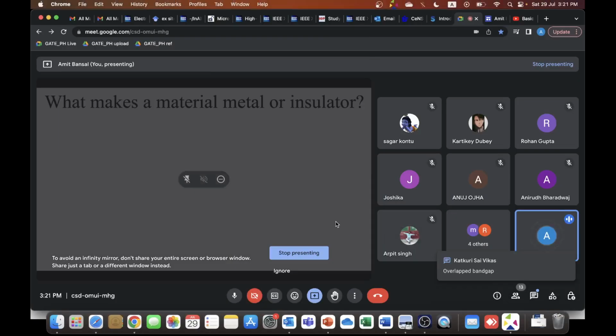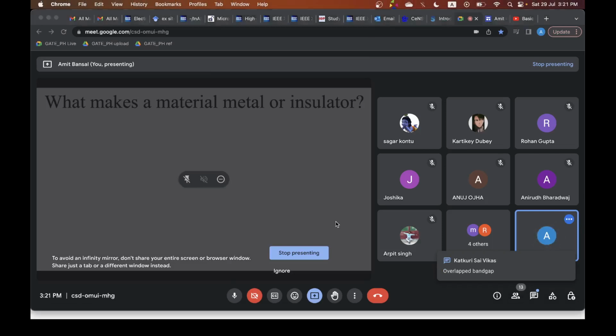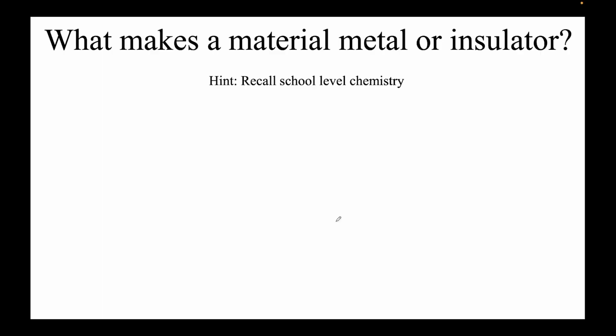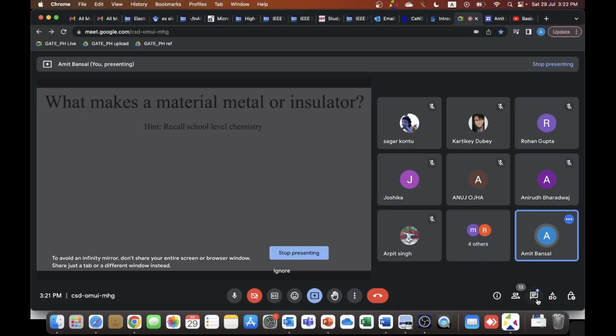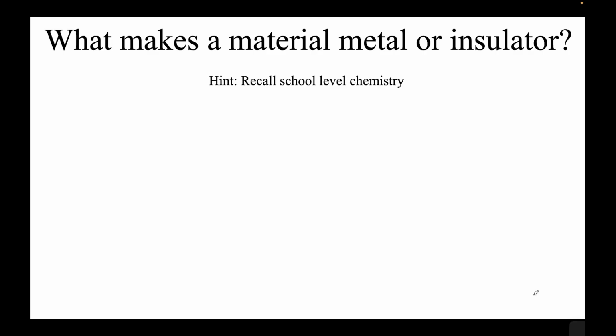Okay. Overlapped band gap. Yes, that is correct. Okay, so before that, I want you to recall your school level chemistry, your 8th, 10th, 12th, because I have recently had the privilege of reading the NCERTs, and I know that these things are talked about. What is a metallic property? So I need you to answer that. Overlapped band gap is correct. It's not that it's not correct. I want you to go to a level at which a 10th standard student can understand. Anyone? Or insulator for that matter.